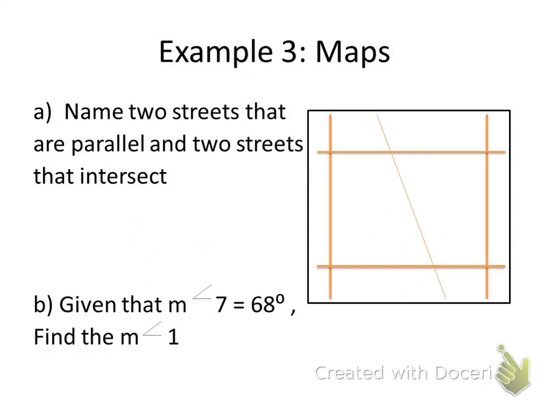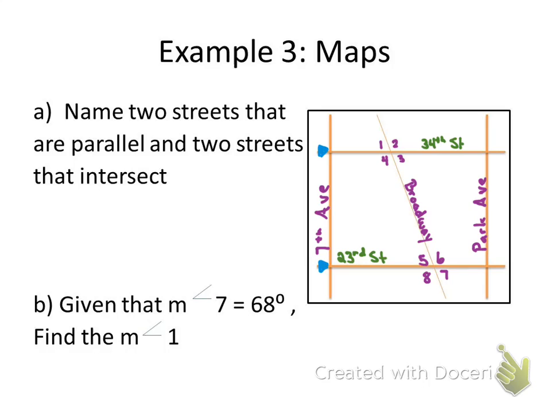If I can pull it up. There we go. All right, in example 3, you don't have to draw the diagram because it's right there in your book. So just look with me on page 483. Do not have to draw this. The first part of it says, name 2 streets that are parallel and 2 streets that intersect.